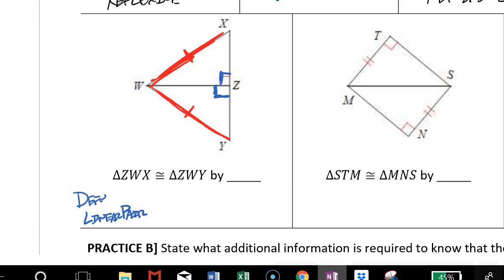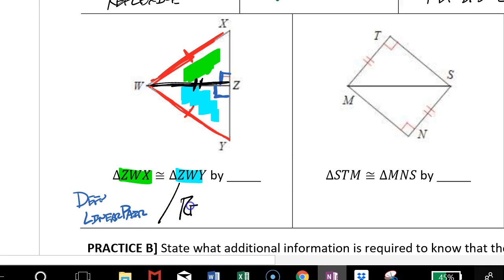And once again, if I were to go ahead and highlight the triangles, ZWX and ZWY, we see that these triangles share a common side, so that must be congruent to itself by the reflexive property. Now, looking at what information I'm given, I am given a right angle, and I'm also given that this hypotenuse is congruent to this hypotenuse, and I have a leg that's congruent to another leg, so this is an example of hypotenuse leg triangle congruence.